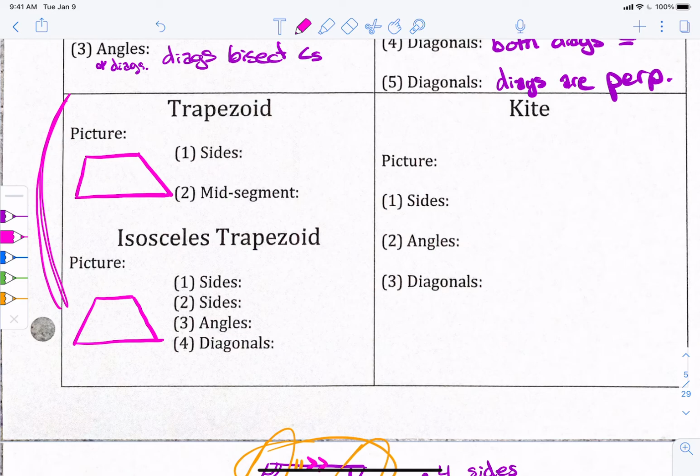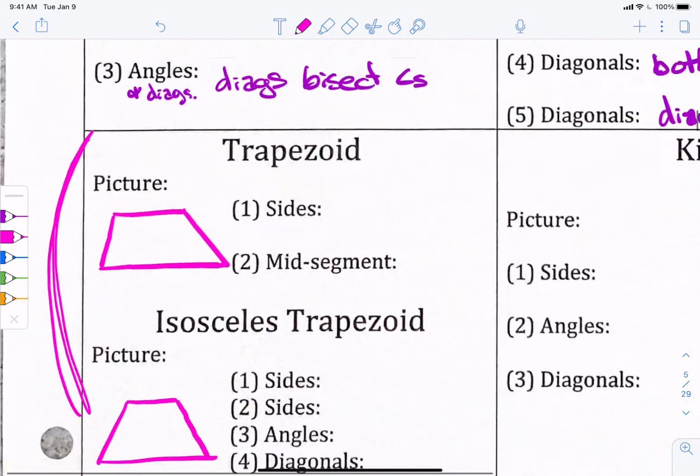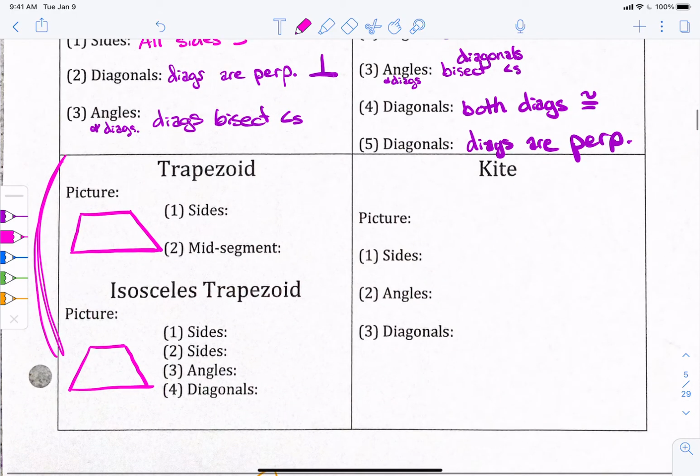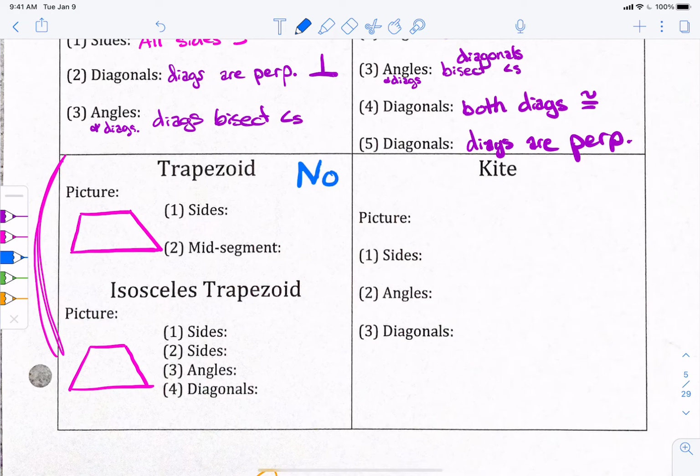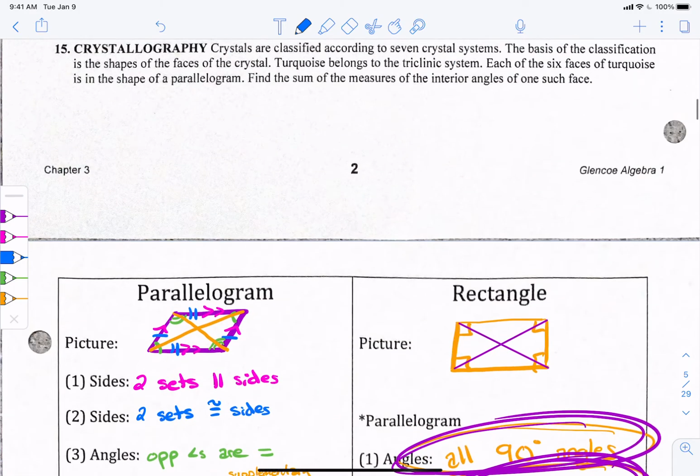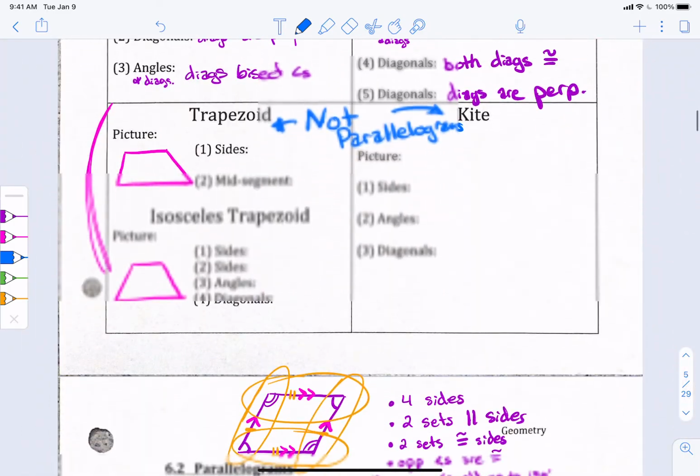Good? All right, for a regular trapezoid, one thing that I want you guys to note before we move on: a trapezoid and a kite are not parallelograms. These two things, not parallelograms. Is that going to be on the test? No. You don't have to necessarily put that, but those two are not parallelograms. So any of the stuff that we put for parallelogram up here does not apply to these two down here, okay?